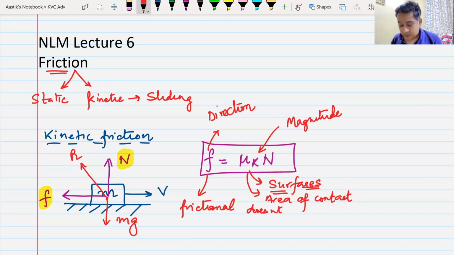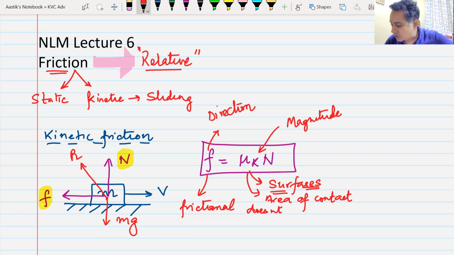Remember, whenever we hear about friction force, we always say that friction opposes motion. Does friction oppose motion? Friction does not oppose motion. Friction only opposes relative motion. Friction does not oppose motion.